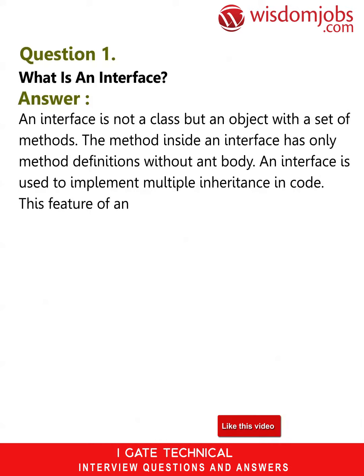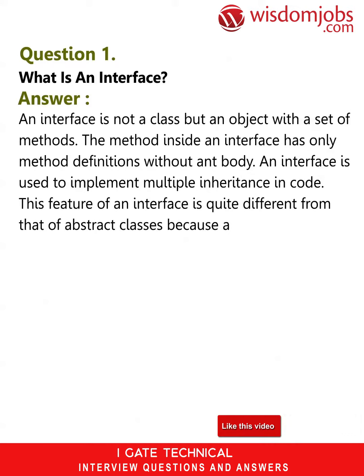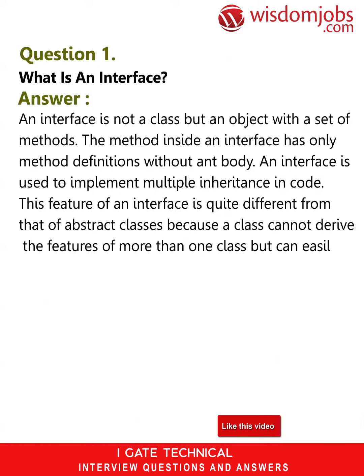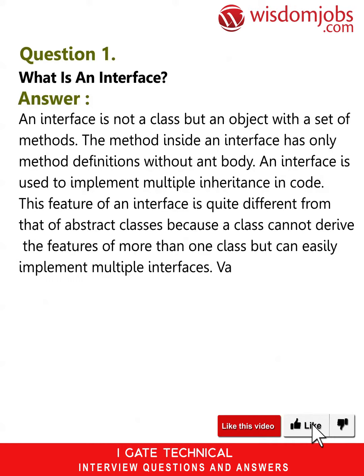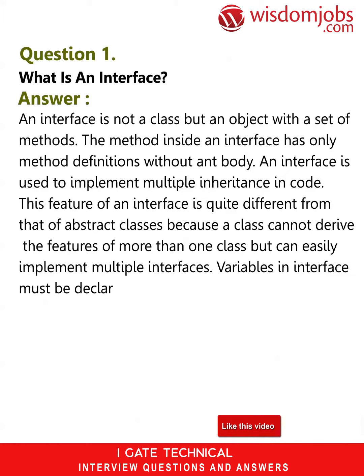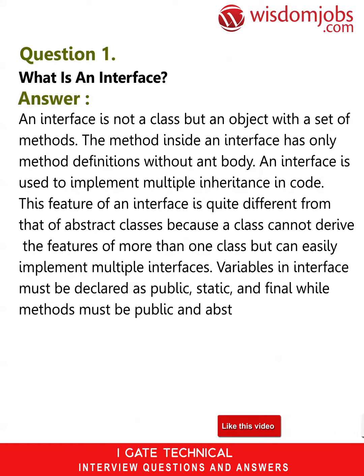This feature of an interface is quite different from that of abstract classes because a class cannot derive the features of more than one class but can easily implement multiple interfaces. Variables in an interface must be declared as public, static, and final, while methods must be public and abstract.